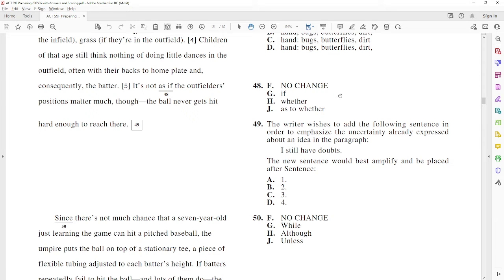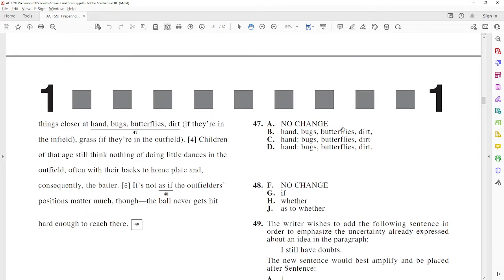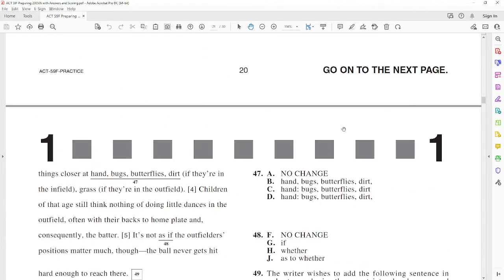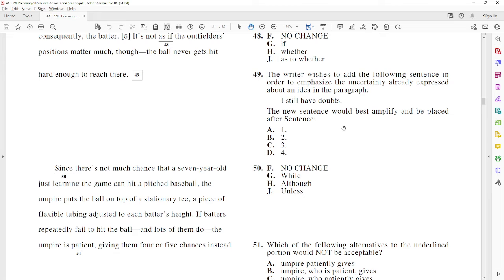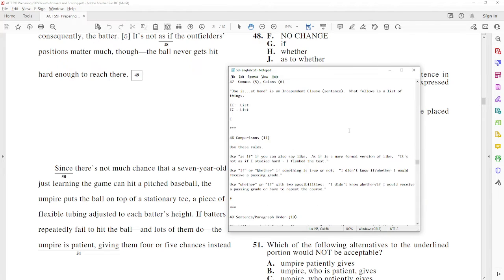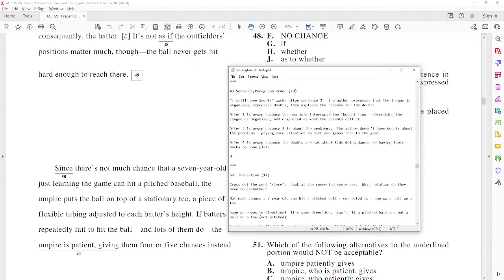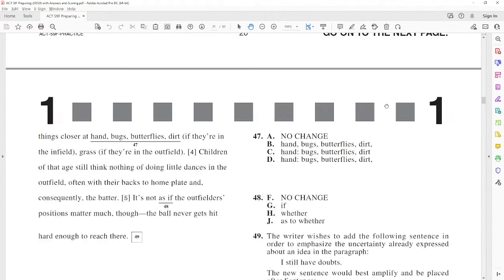49 said, The writer wishes to add the following sentence in order to emphasize the uncertainty already expressed about an idea in the paragraph. I still have doubts. The new sentence would best amplify and be placed after sentence what? Now, I recommend that people who don't need anything above a 30 do not worry about sentence and paragraph order. I'll still deal with it. 49 obviously is sentence and paragraph order.